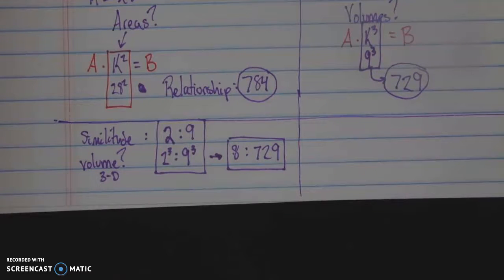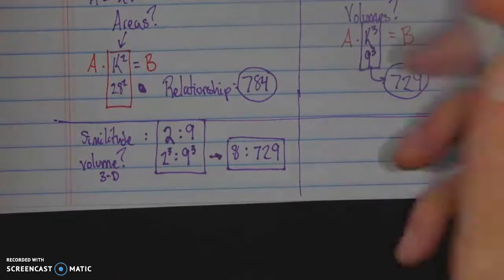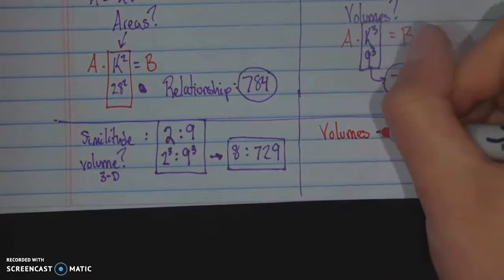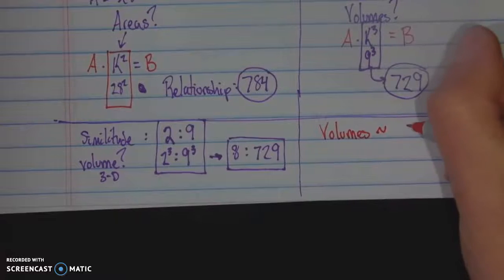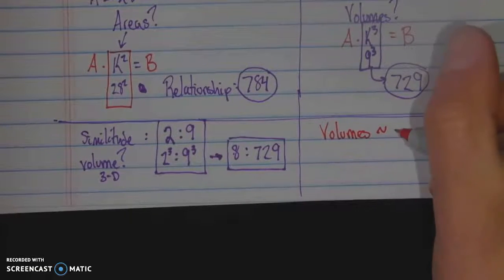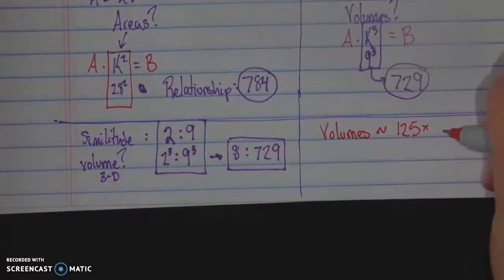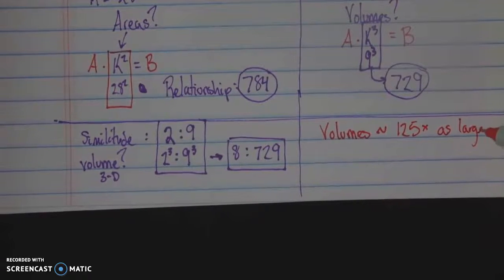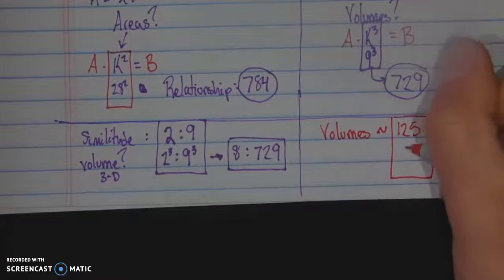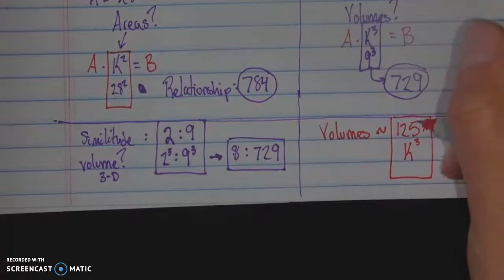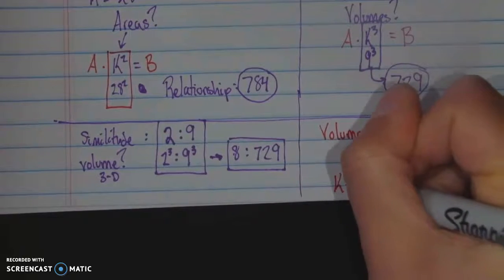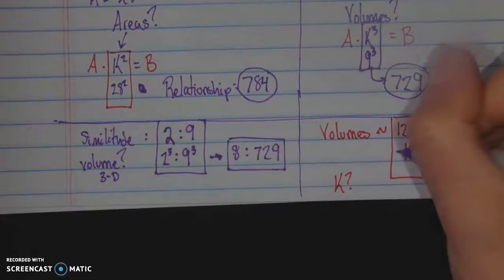Now, you could also have been told something about the volumes. So maybe I told you that in our volumes, they had a relationship where one was, let's go with 125 times as large as the other. Well, what this is saying is our k to the third was 125. So what would be just k? Well, take the cube root of both of these.